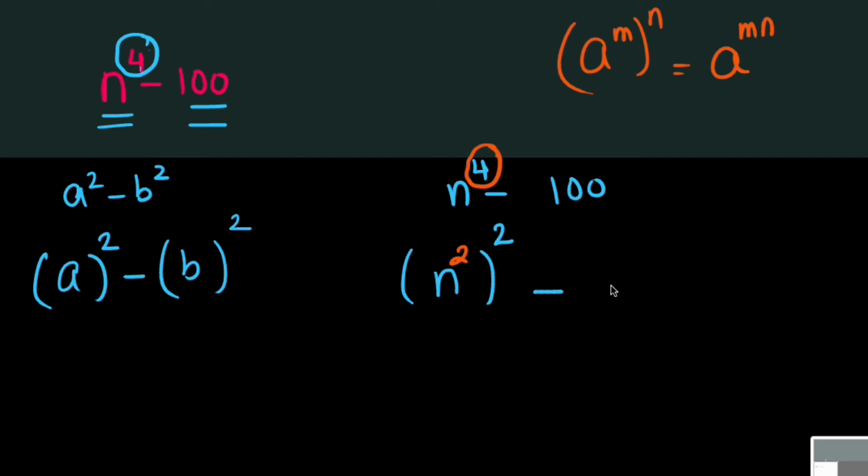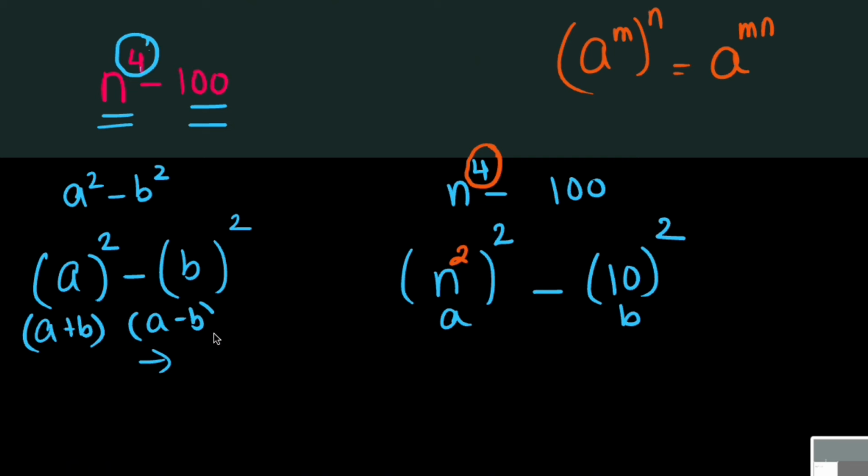The number is simple in this case. We have just 10. I know that 100 is 10 squared. So I again have my A's and B's. I'll go ahead and write it down into A plus B times A minus B, which would be n squared plus 10 and n squared minus 10. This is our answer for this question.